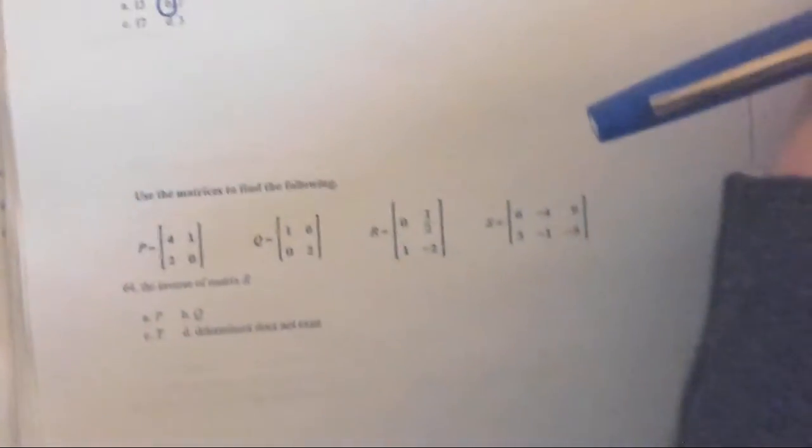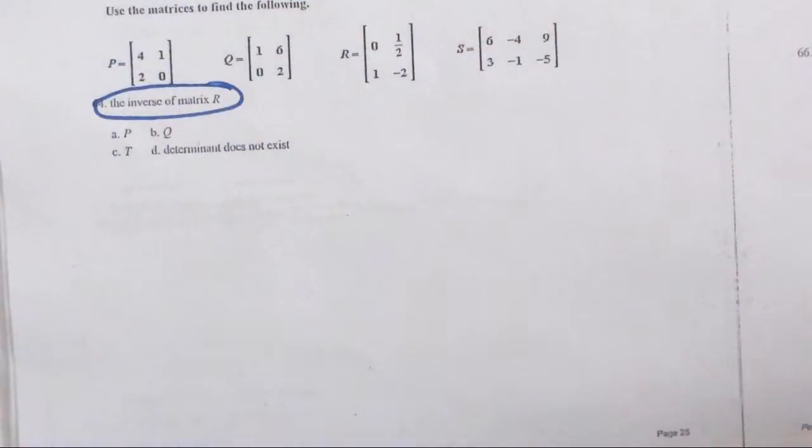Okay, 64 asks us to find the inverse of matrix R. So let me go on my calculator. I'm going to type matrix R into letter B. So second matrix, I'm going to edit letter B. R is a 2 by 2. 0, 1/2, 1, -2. Okay, I've got it typed in as B.